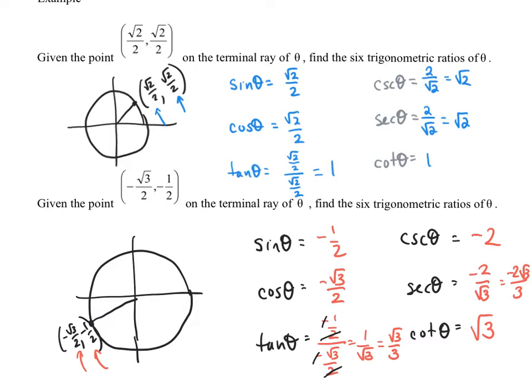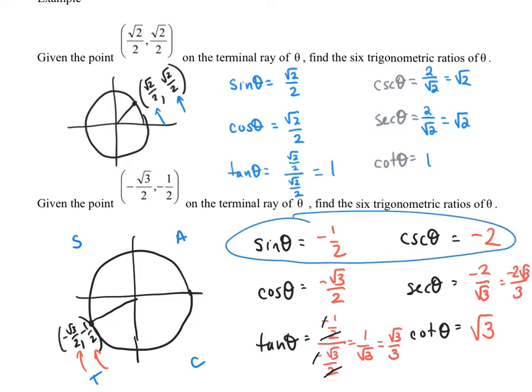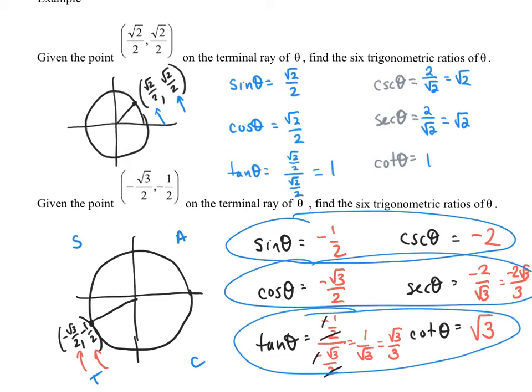A nice way to check it, if you notice, we're in quadrant 3. So remember, we have our All Students Take Calculus rule. So the only thing that should be positive is tangent. So sine is negative, cosine is negative, but tangent, because there were two negatives, turns out to be positive.